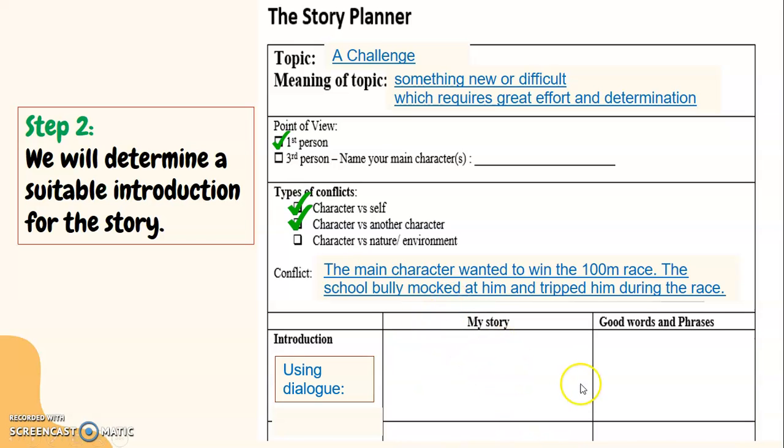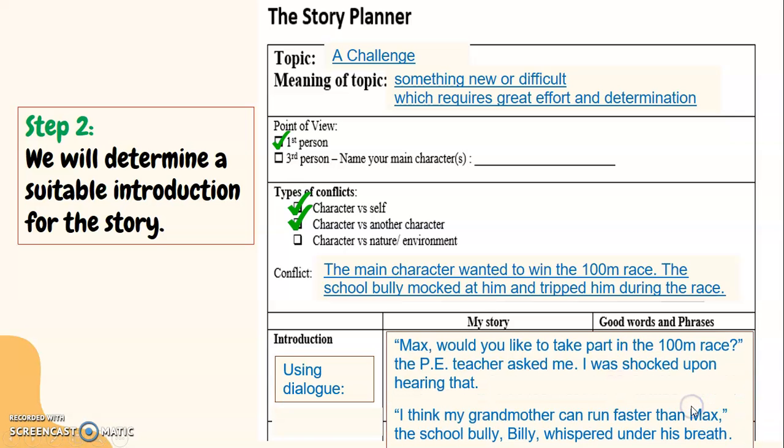So on this side, you can write the idea. Over here, you can insert some good phrases or words. Okay?